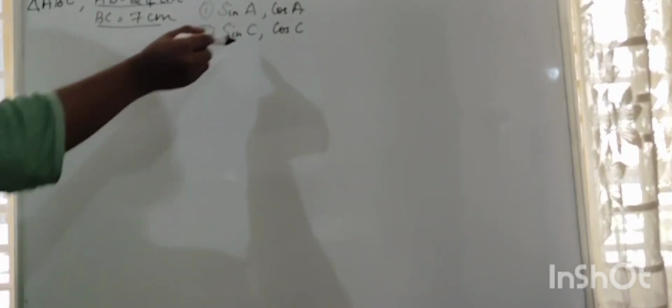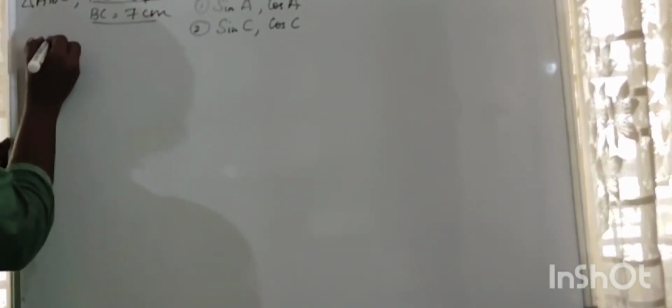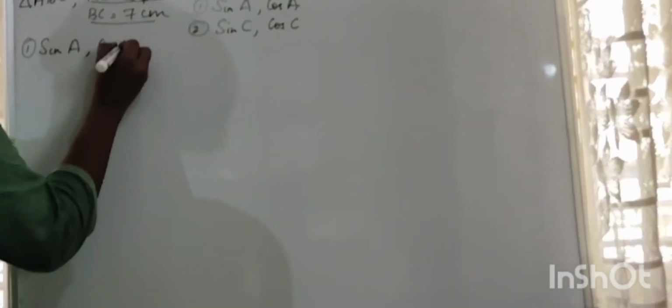The first question under exercise 11.1 says that in the triangle ABC, right angled at B, AB is given as 24 centimeter, BC is given as 7 centimeter, and we are supposed to find out sin A, cos A and sin C, cos C. So in this first question, we have two sub questions. So first we will solve the first sub question, that is sin A, cos A.